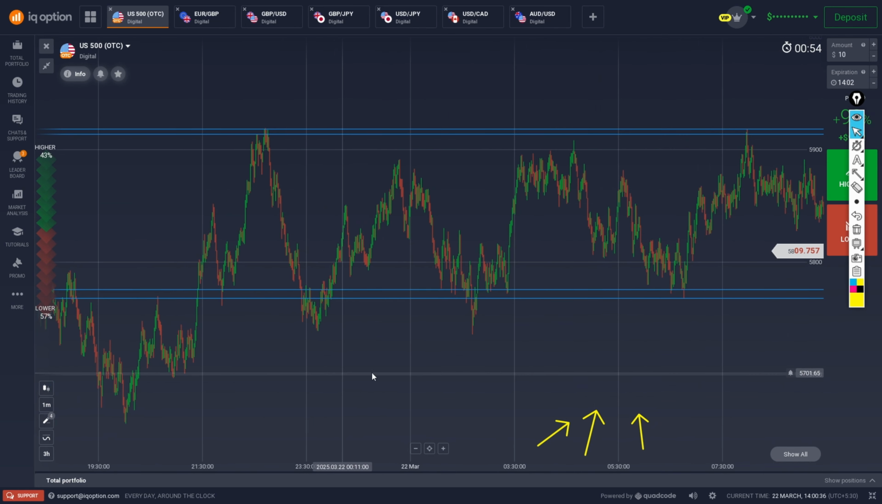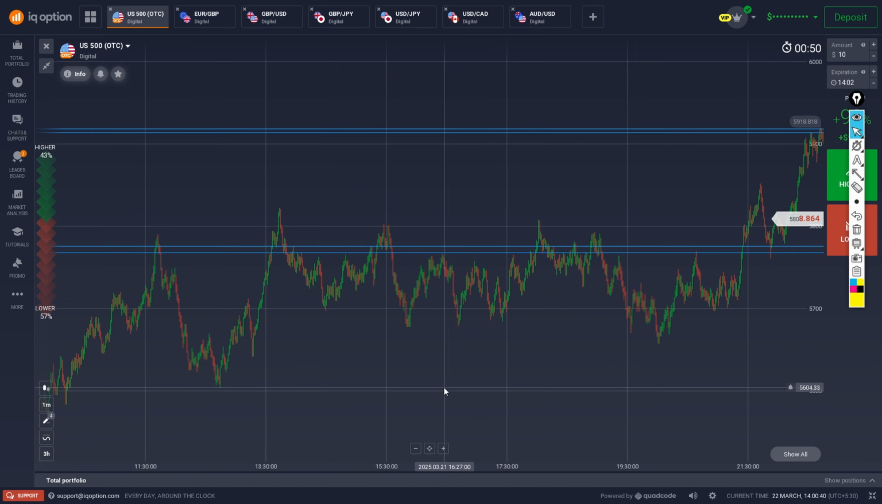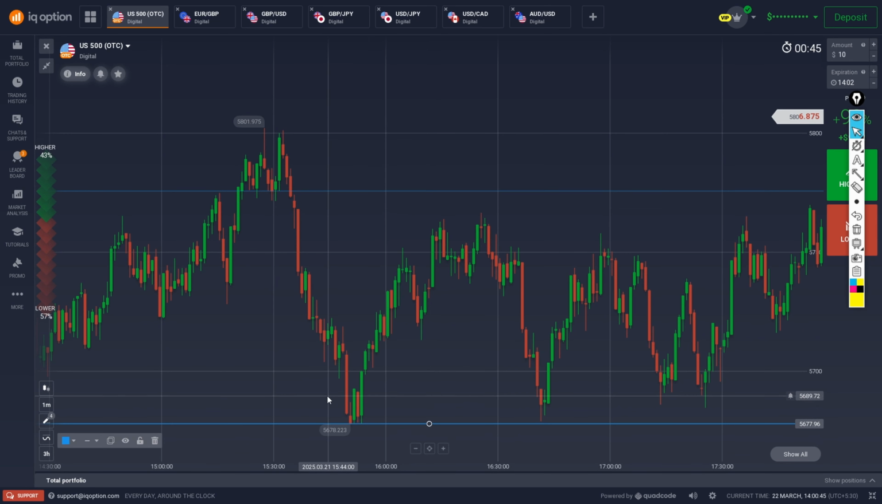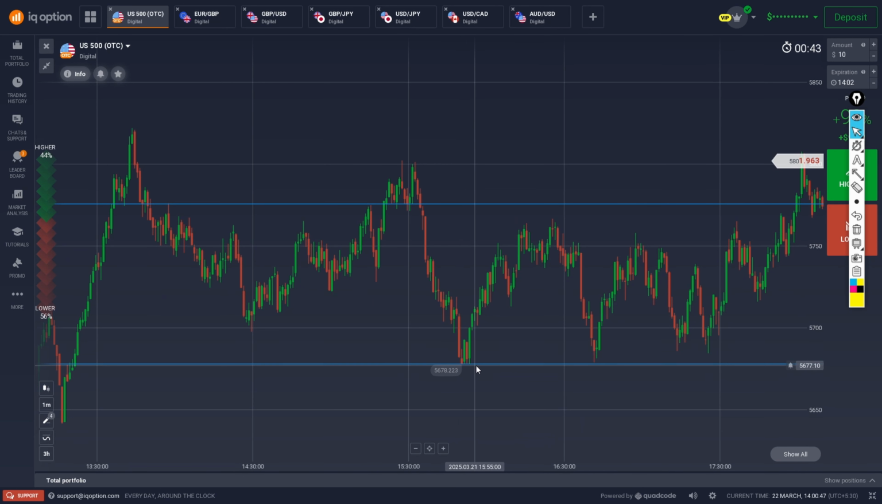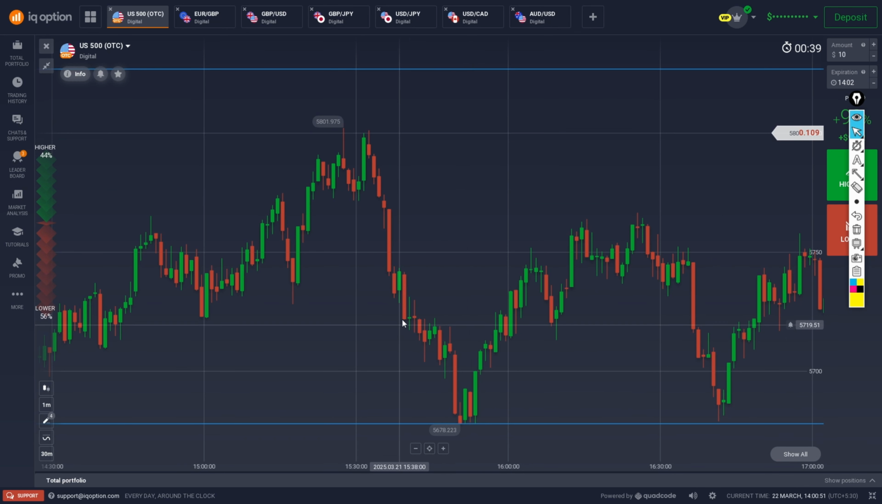Suppose, let's find another example. I don't want you guys to be confused. Okay, so this is a perfect zone. So let's draw a zone. So this is our support level. We are going to use this line only. We don't have to use any zone here.